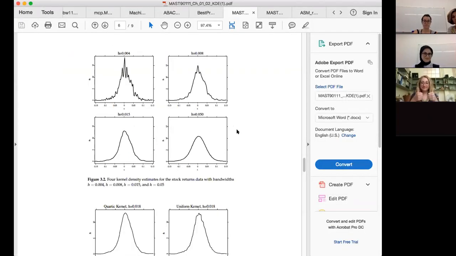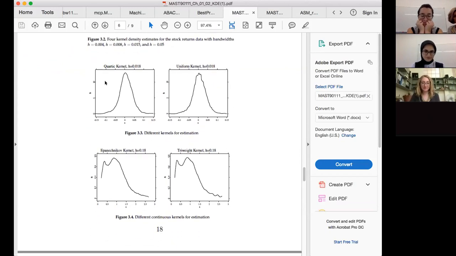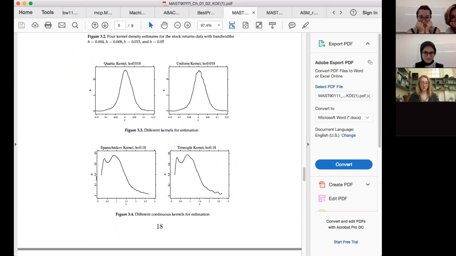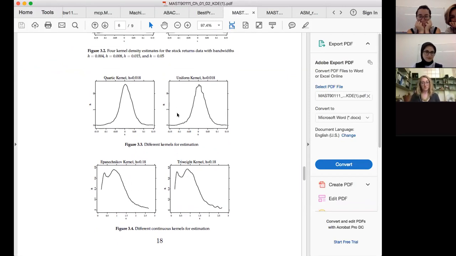Okay. So this is, for example, trying different kernels. This is an example of a quadratic kernel compared to a uniform kernel, compared to a Panathinaikov kernel and a triweight kernel. For some of the kernels the estimate of the density is more similar, and some of them are less similar. For example, these two are considerably different compared to the quadratic and uniform kernel.